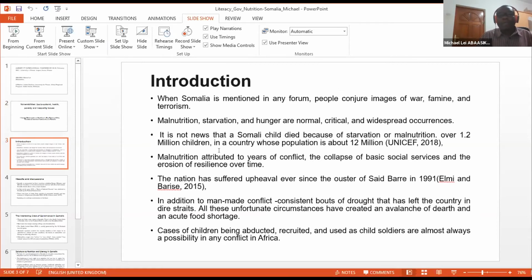In the introduction, when we talk about Somalia in any forum, the mind of the audience always turns to war, famine or hunger, conflict or terrorism. Another thing people commonly think about Somalia is that malnutrition, starvation, and hunger are normal and critical occurrences in the country. It is also not news if a Somali child dies of starvation, because it is very common among the country's population of about 12 million.